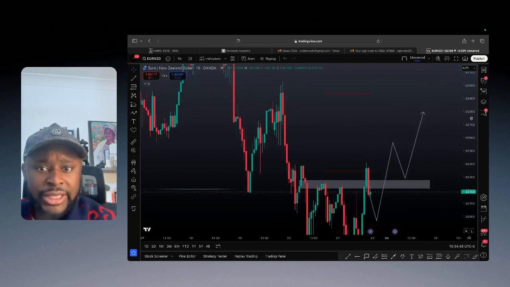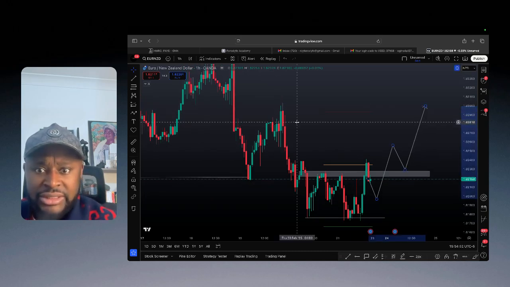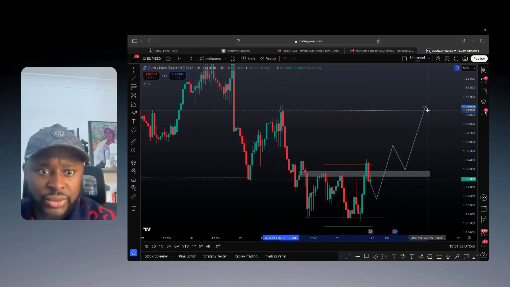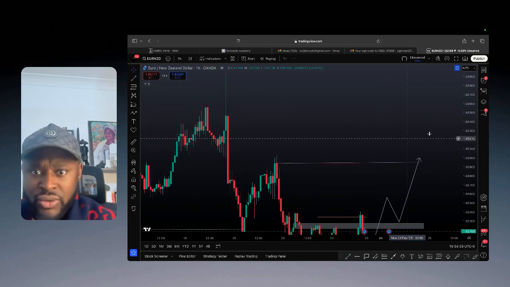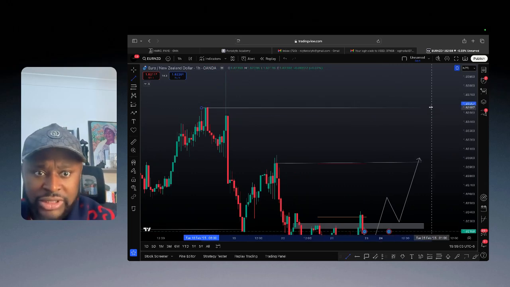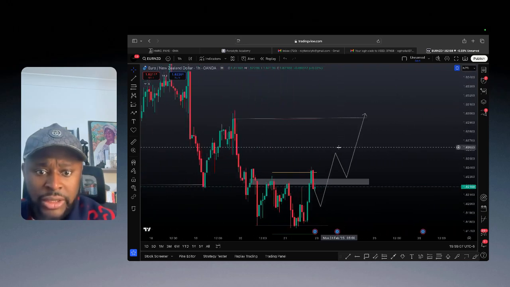If that's going to be the case, we're going to be looking to target maybe this level here. I'm going to mark this level out first, which is also in confluence with the pivot. Then overall, I might be looking at something around here too. But these are just the two levels I'm looking at. So that could be our scenario one, right?